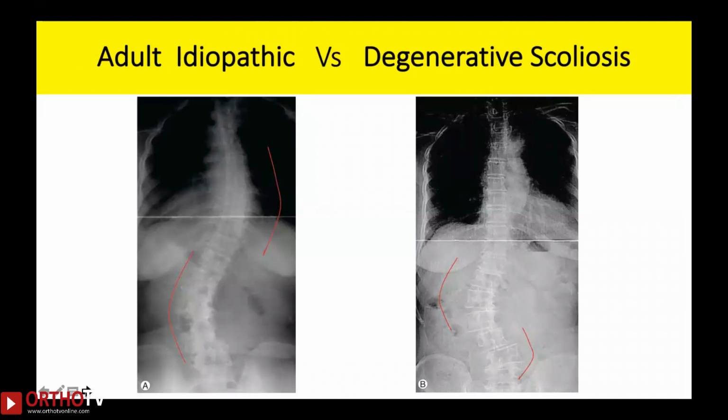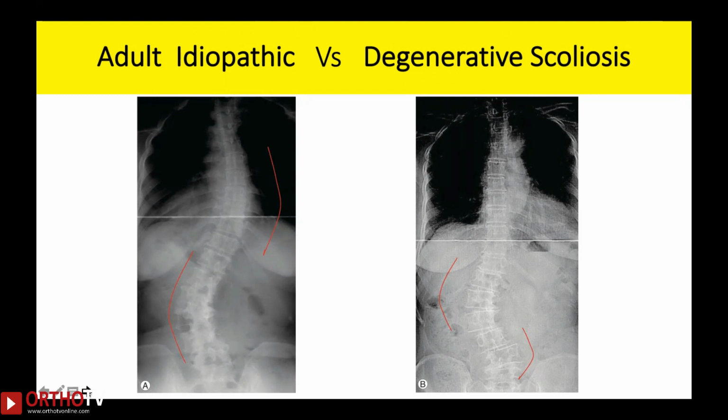One common question that is often asked: how do we differentiate between the adult onset degenerative scoliosis and the idiopathic scoliosis that has progressed to adulthood? And it's very essential that we know the difference. The adult idiopathic scoliosis is a scoliosis that is present in childhood and it is present now in adult.